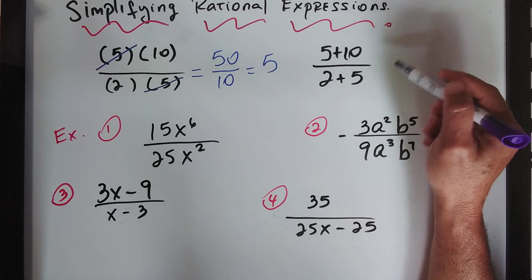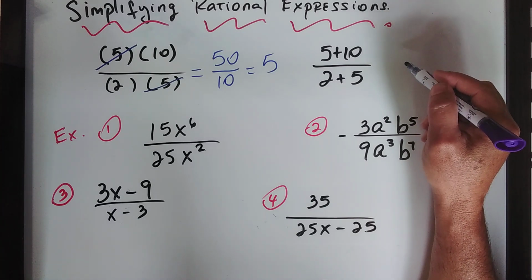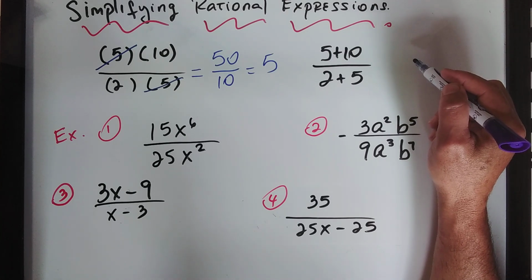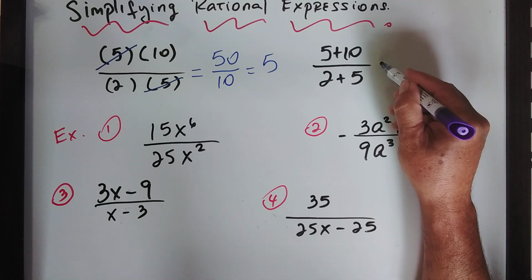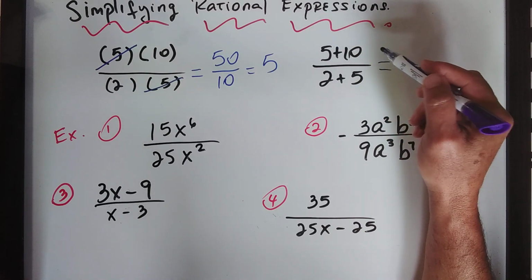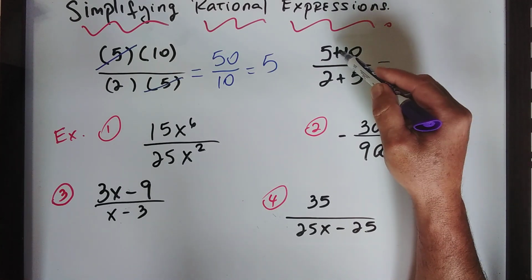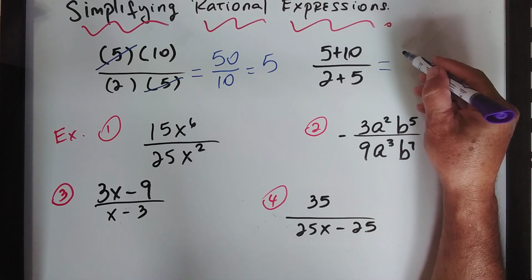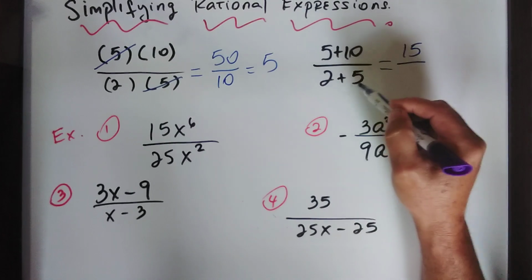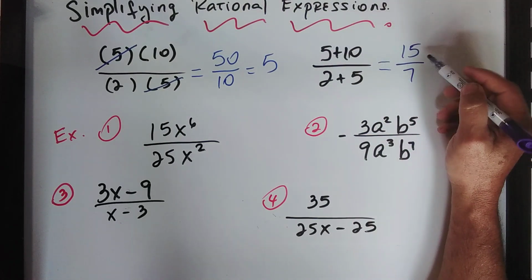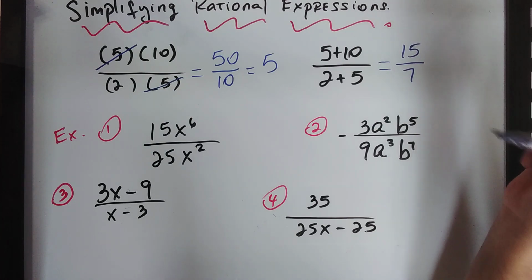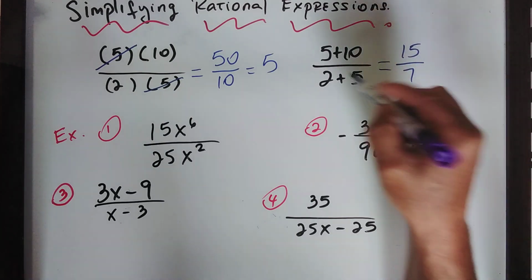And then what happens when you're adding though? See, in this case, when there's addition or subtraction going on, it's not the same. Like in this case, if you notice, you get 5 plus 10 is 15, and then 2 plus 5 is 7. 15 divided by 7 is 2.1. So it's not the same.